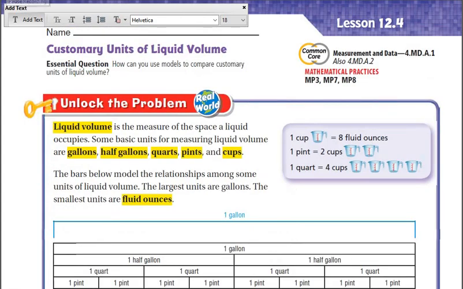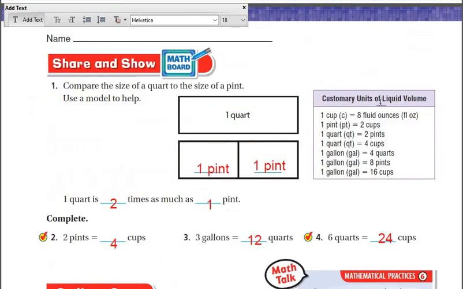Okay, finally today we will also know what are the customary units of liquid volume. This is lesson 12.4, page 661. Also here in page 661, we have the table of customary units of liquid volume. Let's see what do we have.